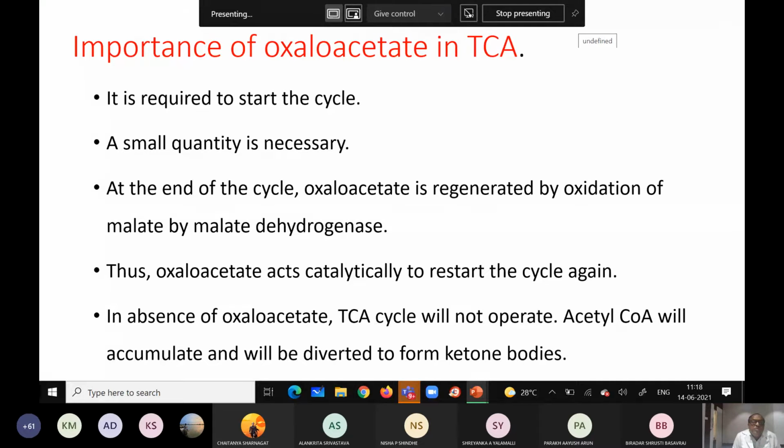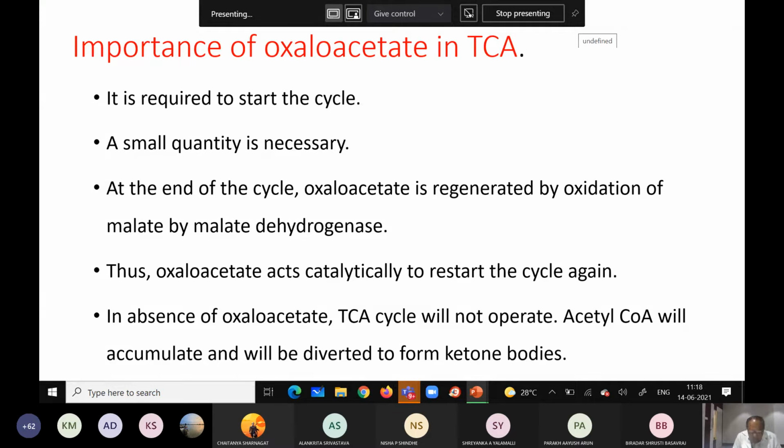It is required to start the cycle. As you have seen, it works as the starting compound, and then a very little amount of this is required. At the end of the cycle, it is regenerated by the oxidation of malate by malate dehydrogenase, so that oxaloacetate acts catalytically to restart the cycle.